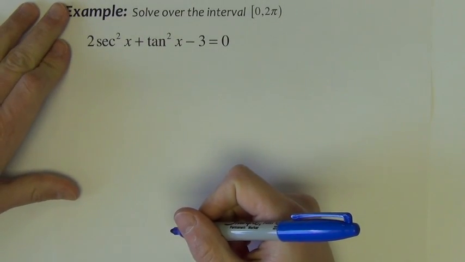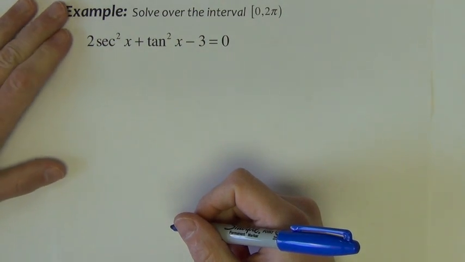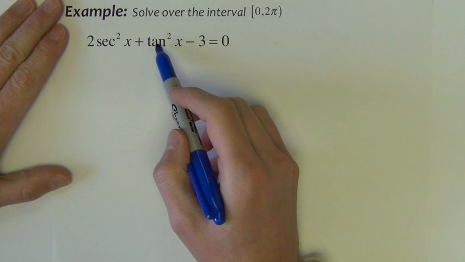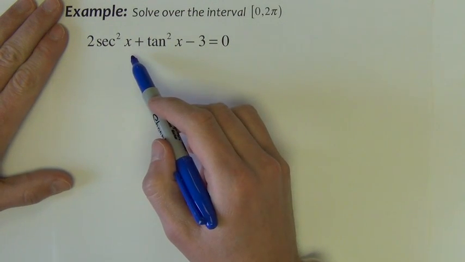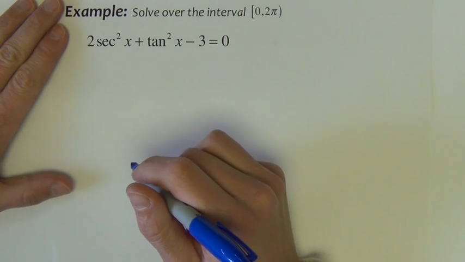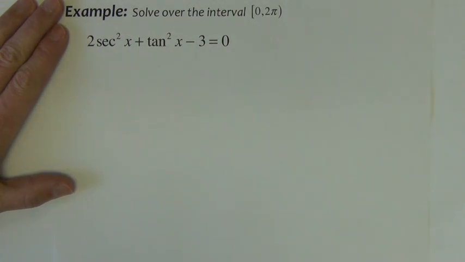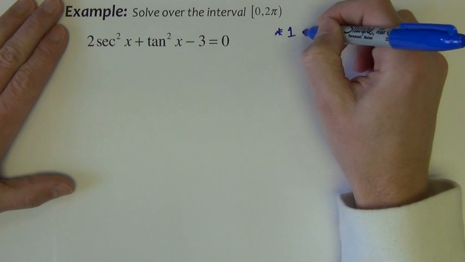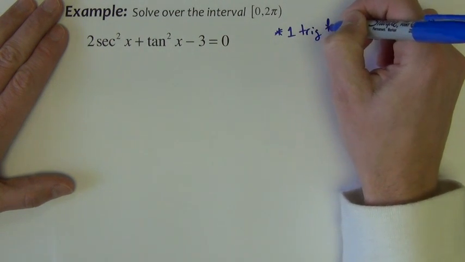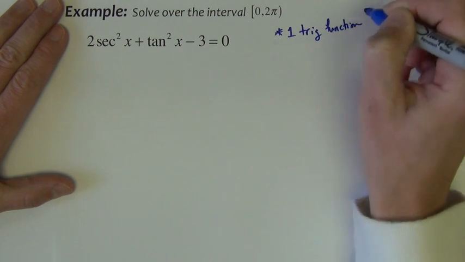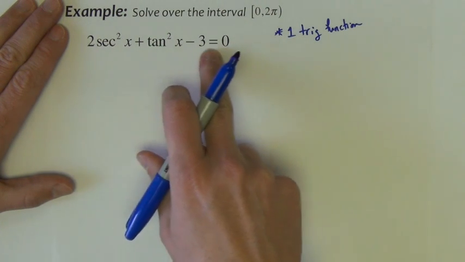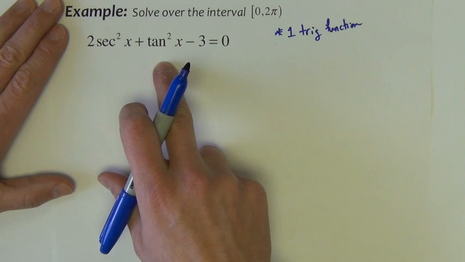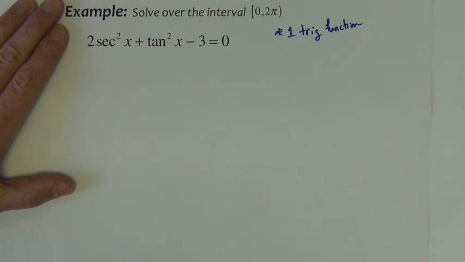Next equation, same directions. We're solving over the interval 0 to 2 pi. It's a quadratic equation. There's actually a couple of different quadratics here, and they're different trig functions too. So to handle a problem like this, it'd be best if we only had one trig function. In other words, I either want all the trig functions in the problem to be secants or all the trig functions in the problem to be tangents. And it doesn't really matter which one you do.